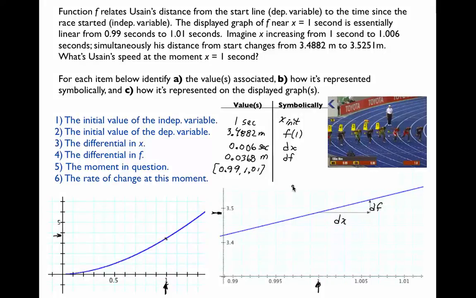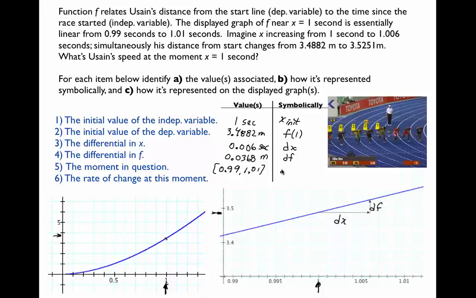And remember what we said. How does dx compare to a moment? Dx changes within a moment. And that's exactly what we're seeing here. The moment is kind of everything I'm showing on the x-axis in this right graph. All the way from 0.99 to 1.01. And then within that moment, we're letting dx increase here to have a value of 0.006. So dx changes within a moment.